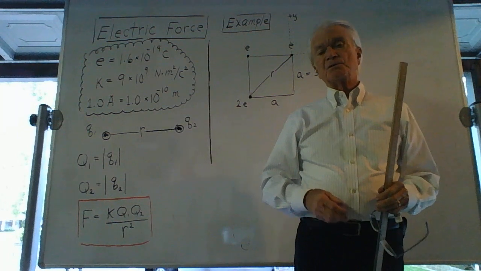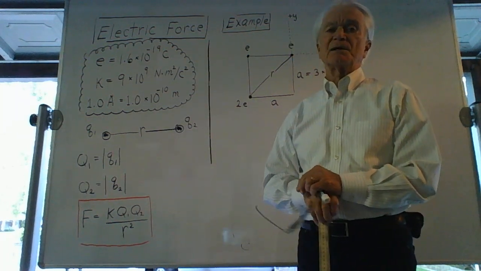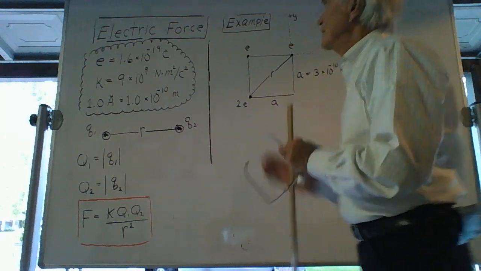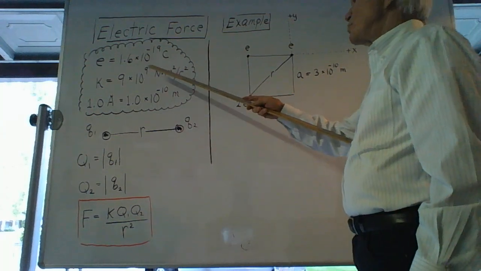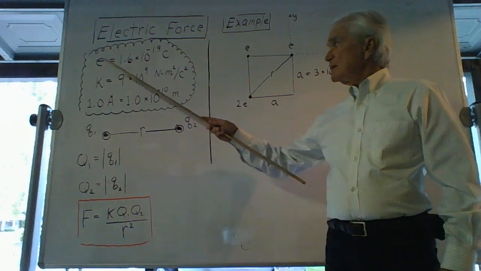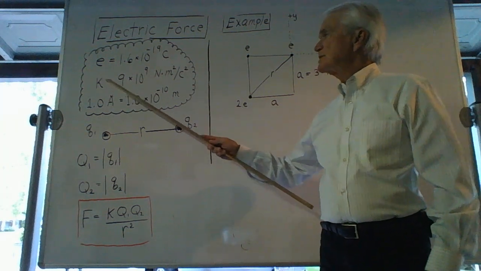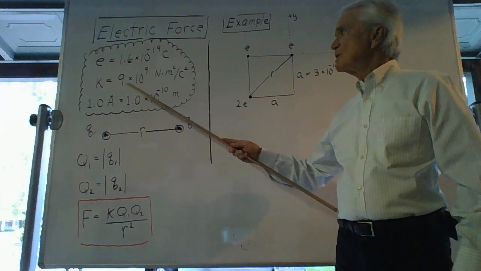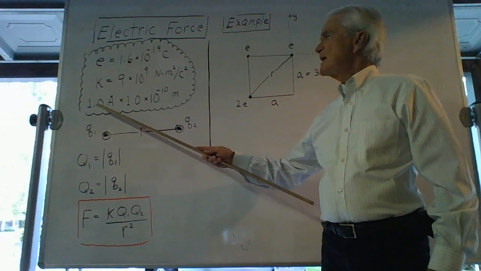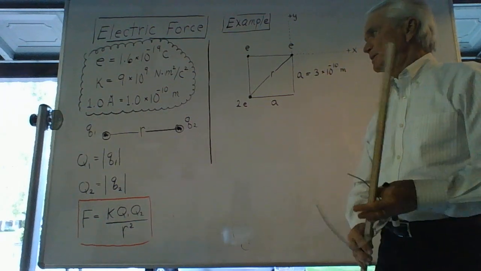In this lecture video, I will present one example problem of an electric force calculation. I'll remind you of some of the important quantities that we deal with commonly when we're discussing electric force. Lowercase e represents the charge of a proton. K is the so-called electric force constant. And we have an angstrom equals this many meters, a very small fraction of a meter.